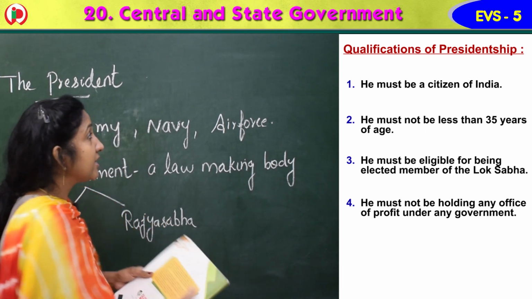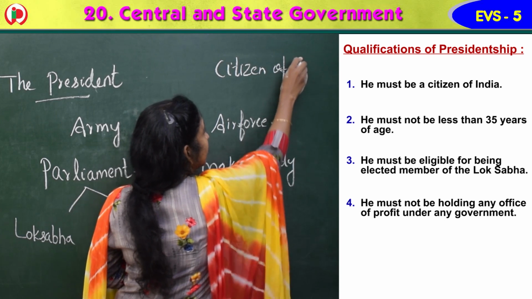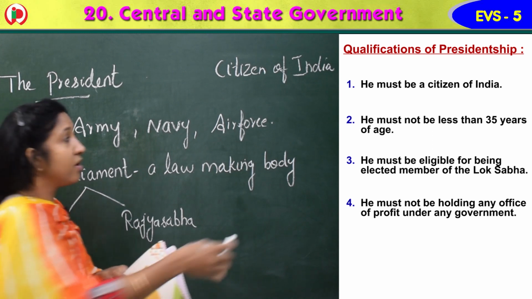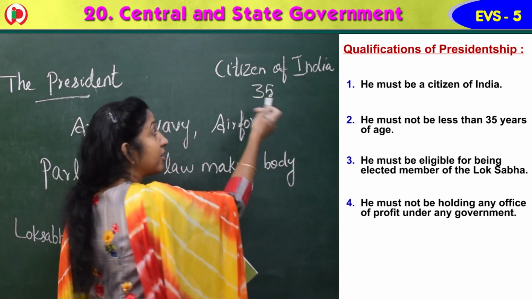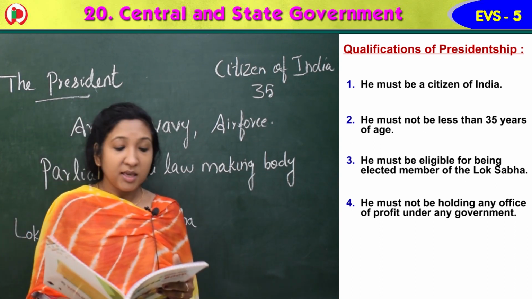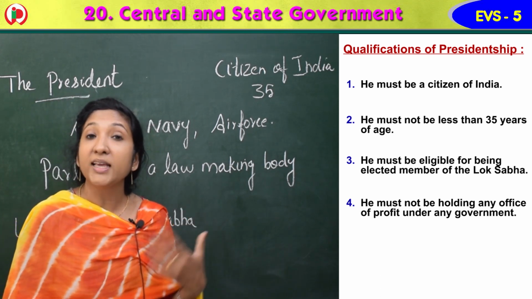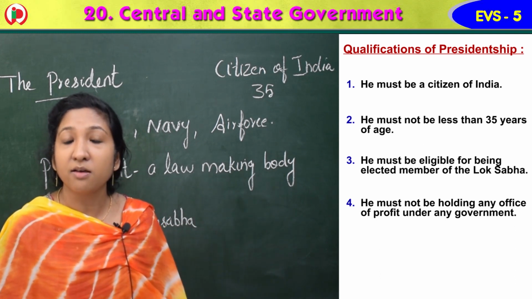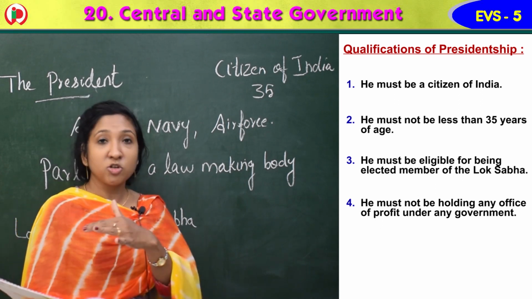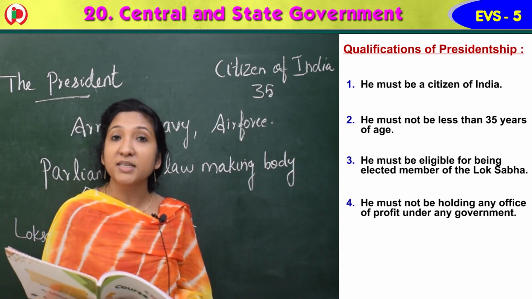So what are the qualifications to become a president? He must be a citizen of India. That is the main point. He must be a citizen of India, isn't it? And his age should be 35 or above 35 years of age. It should not be less than 35 years of age. And he must be eligible to be a member of Lok Sabha. At the same time, he must not be holding any office or any job under government, or doing any business under government. These are the qualifications of presidentship.